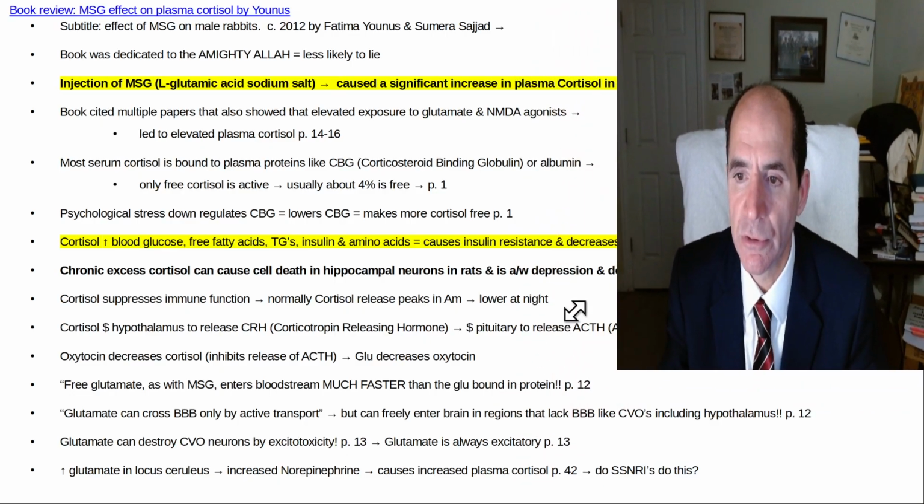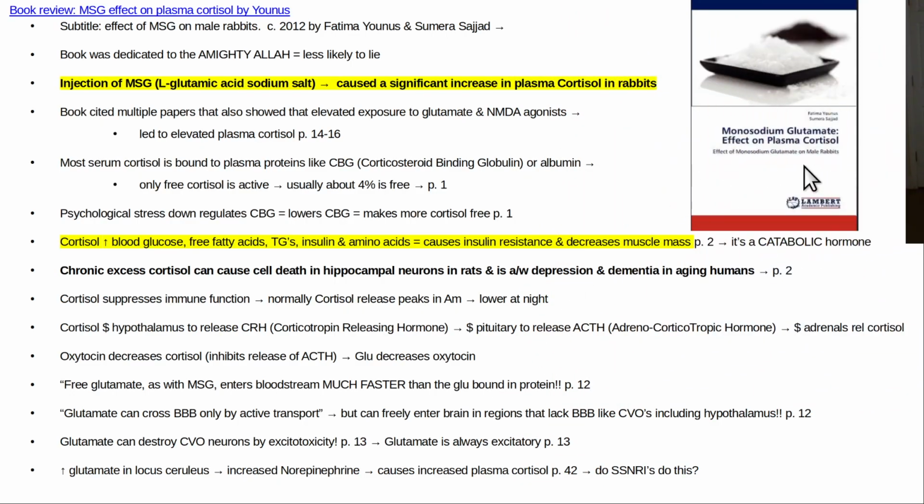All right, now here was an interesting thing. I did a book report on this book here. This lady researcher wrote a book about the monosodium glutamate effect on plasma cortisol. And again, the monosodium doesn't matter. It's the glutamate. Increased blood glutamate leads to increased blood cholesterol. That's a big deal. And when they injected MSG, they got a significant increase in plasma cortisol. Okay, cortisol increases blood glucose, blood fatty acids, blood lipids, blood triglycerides, and it causes insulin resistance. And it'll also lead to a loss of muscle mass. Okay, but that's an important point. The glutamate is causing a sympathetic response and increased cortisol. That's a big deal to know that.